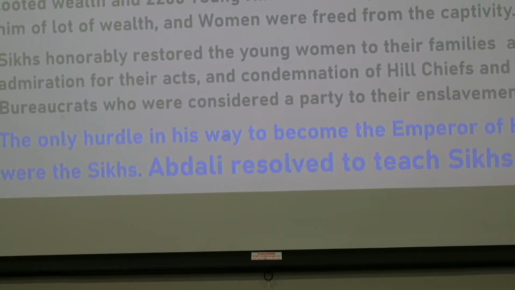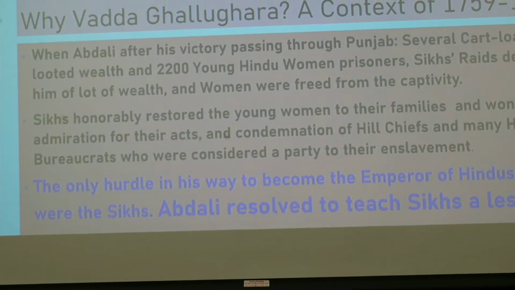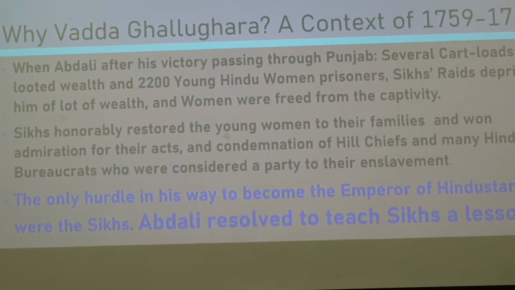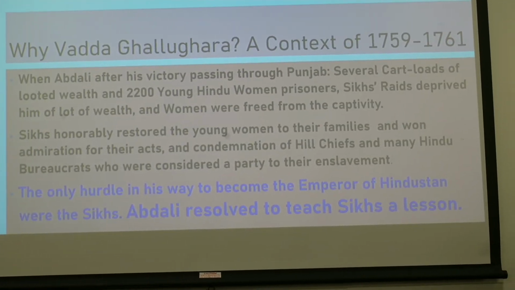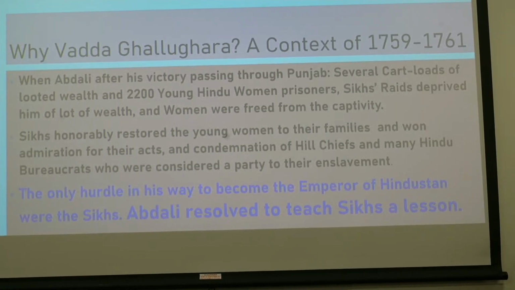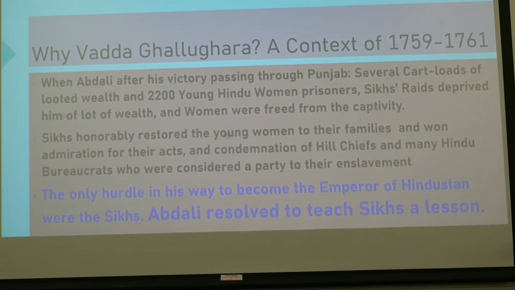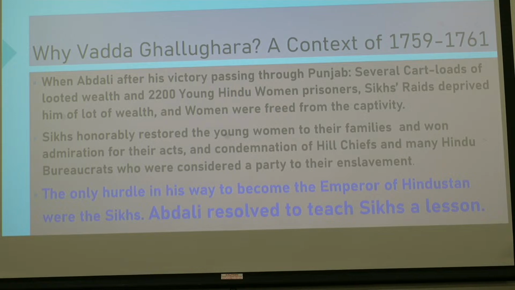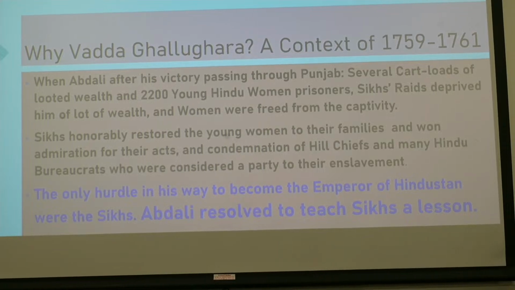Next. Why Vadda Kalukara? We call it the bigger genocide. Why? The context of 1759 to 1761: when Abdali, after his victory, was passing through Punjab with several cartloads of looted wealth and 2,200 young Hindu women as prisoners, Sikhs deprived him of a lot of wealth, and the women were freed from captivity. The Sikhs, who were doing guerrilla war at that time, freed all those women and restored them to their families. Sikhs honorably restored the young women to their families.